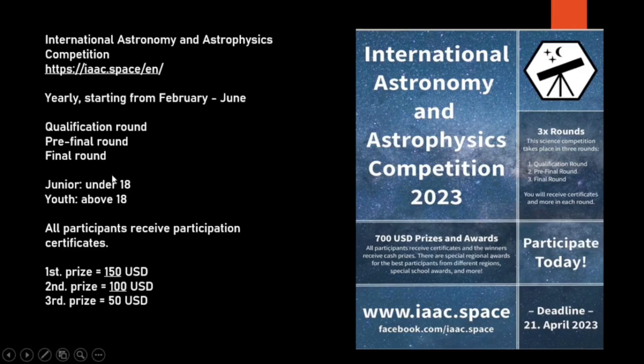So we have two categories. We have the junior under 18 and the youth above 18. And here are the 3 stages. We have the qualification round, the pre-final round, and the final round. So by the end of the program in June, the students that are participating might make it in the first or in the second or in the third. So it has different prizes.